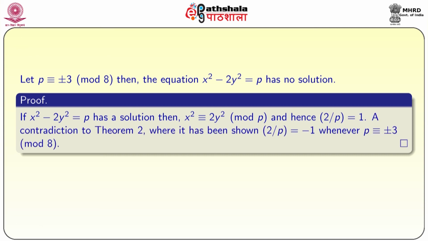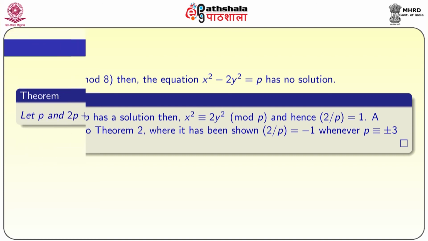So, a contradiction to the earlier result. It has been shown that (2/p) is equal to minus 1. It is because whenever p is congruent to plus or minus 3 mod 8, then (2/p) is minus 1, so 2 is not a quadratic residue. So, this is a contradiction to that problem.